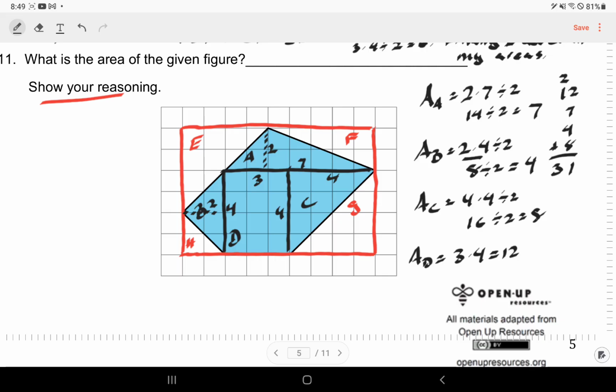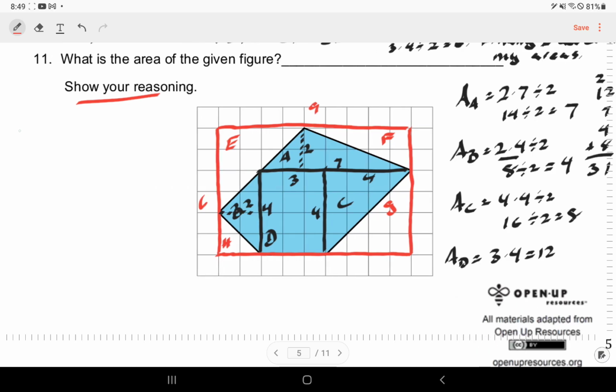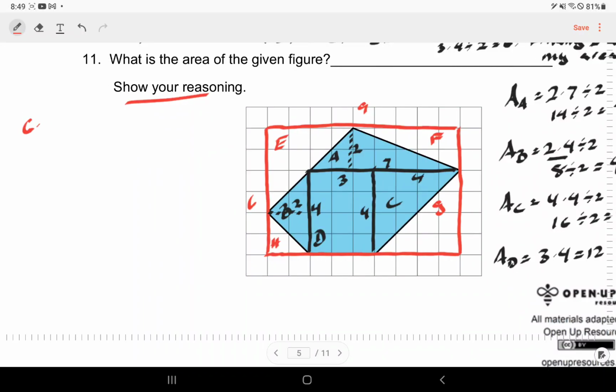Now, if we use the other method, well, 1, 2, 3, 4, 5, 6, 1, 2, 3, 4, 5, 6, 7, 8, 9, and so the area of the entire rectangle is 6 times 9 for 54. So for E, 1, 2, 3, 4, 1, 2, 3, 4. So that's 4 times 4 divided by 2 is 16 divided by 2 is 8.